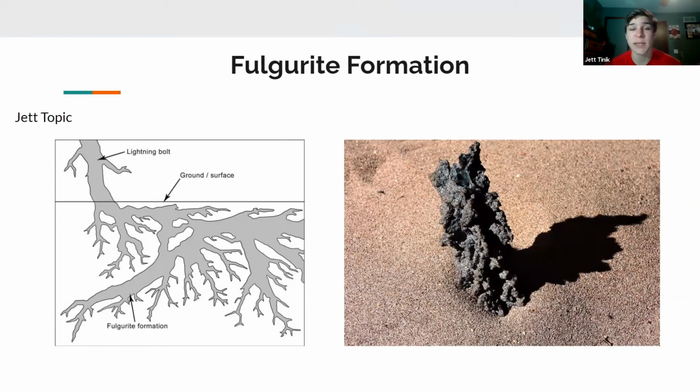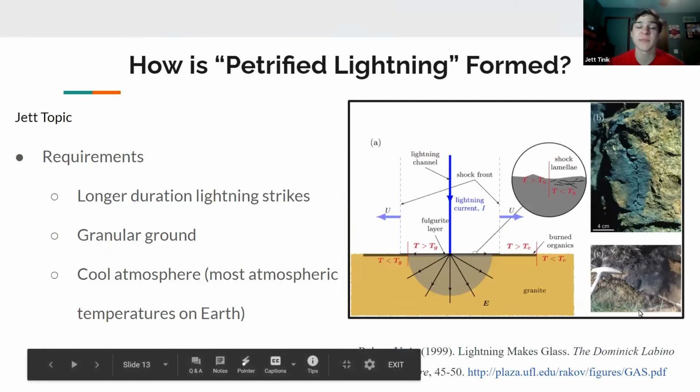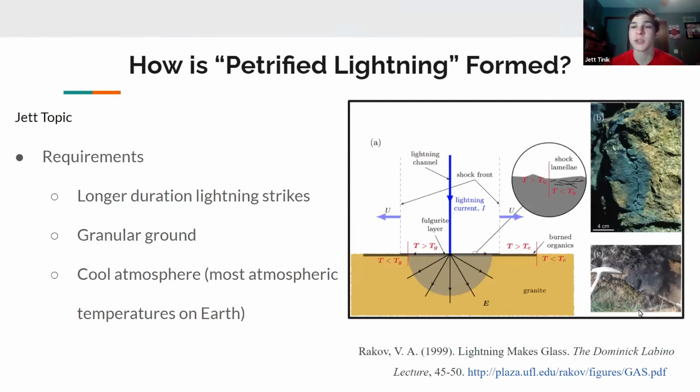Fulgurites are an artistic and chemical wonder of nature. Today I will be going over the combustion chemistry behind fulgurites, as well as its use as a geological substitute in a science experiment. Also known as petrified lightning, scientists believe that this substance is created under longer duration lightning strikes due to the lower amount of amperes that is put into the substance in regards to regular lightning strikes.